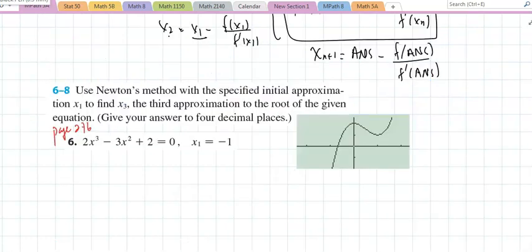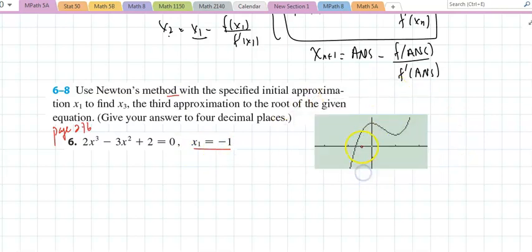On page 276, I have a problem. It says using Newton's method. Here they're choosing x sub 1. I graph this for you. This is me giving you an extra graph. The 0 is right there. They chose -1. There's a catch to this method. I'll tell you what that is after I'm done with this problem.